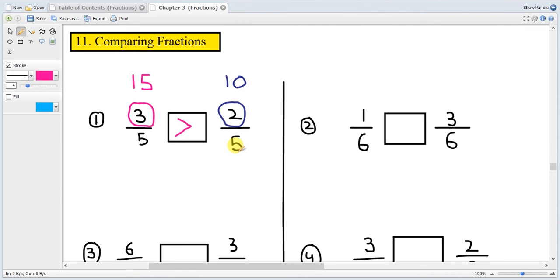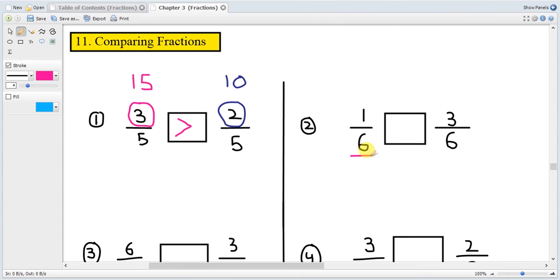Or there is a second way, which is even simpler. First you have to look at the denominators. If the denominators are the same, then look at the numerator values, whichever value is bigger. Since 3 is bigger than 2, you can say that 3 over 5 is bigger than 2 over 5. Got it? This is only when your denominator values are the same.